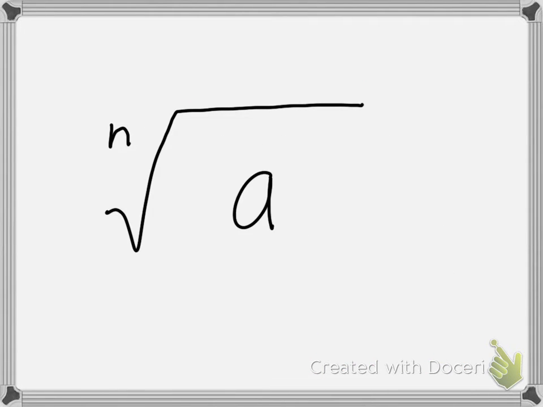And then just some vocab before we move on into some problems. We call this n right here your index. Whatever's inside your root is called your radicand, and this is called your radical sign.